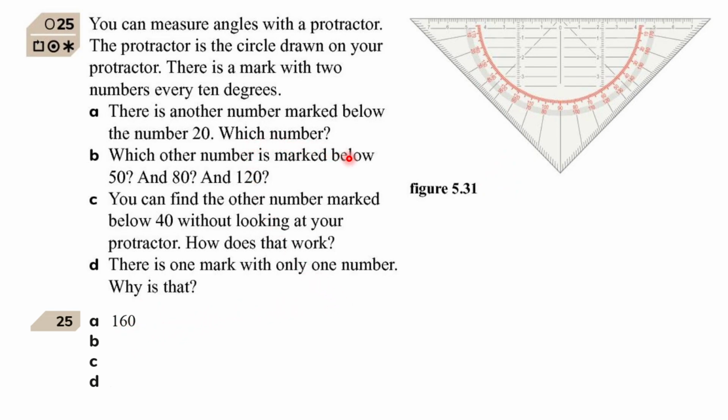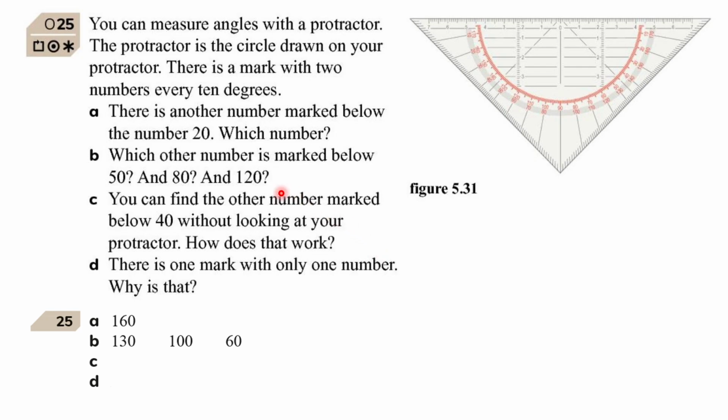And then they're going to ask you to do that as well for 50 and 80 and 120. So let's just take a look. There's 50 here. It says 130. Do mind that it says 50 here as well with 130, right? So there are two possible places on the protractor where you can find that. 80, for example, is right here with 100, but also 80 is right here with 100. And 120 is right here with 60. So yeah, 130, 100 and 60 are the numbers accompanying 50, 80, and 120.